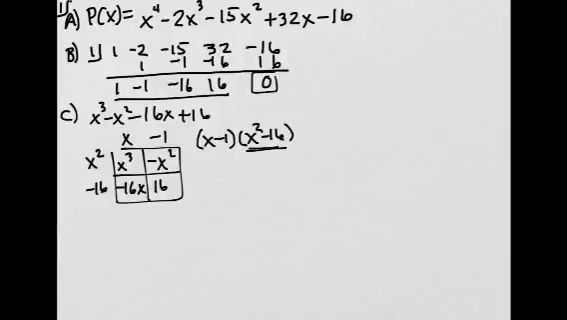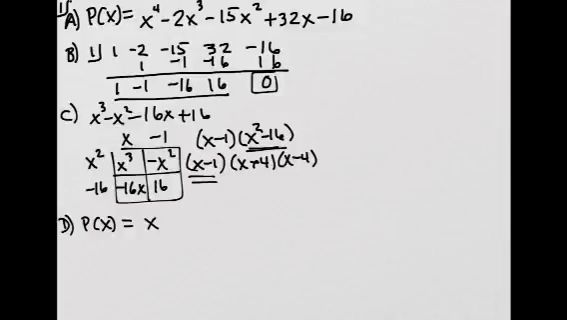But x squared minus 16 is difference of squares. So it'd be x minus 1, x plus 4, and x minus 4. Okay, and for part D, it's asking you to write p of x in factored form. So you write p of x equals, the first factor was x minus 1, and then there's another x minus 1 right here. So that's x minus 1 squared, because there's 2 of them. Then x plus 4 times x minus 4.